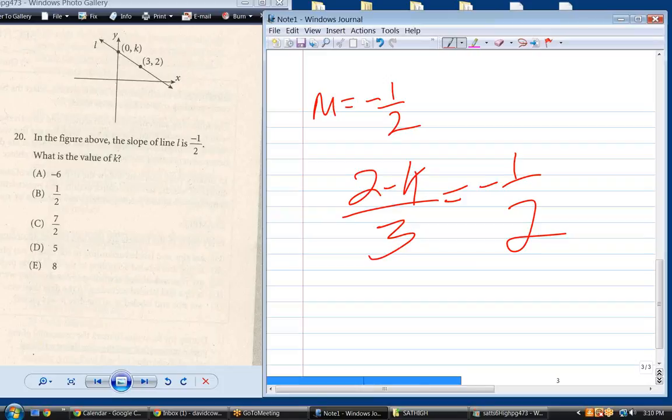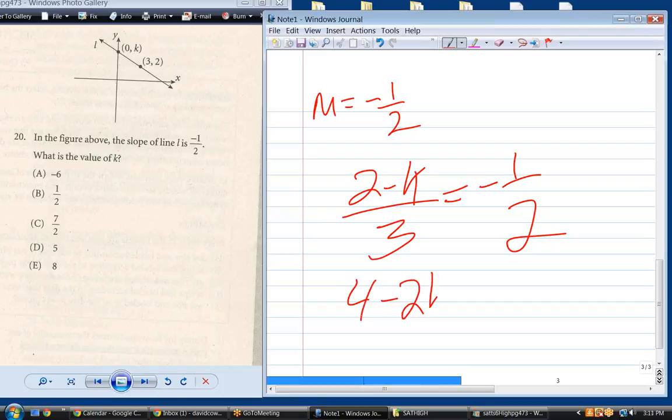Multiply the right side, the left side by 2. No, you'd want to get rid of the 3. Never mind. So let's cross multiply. We could multiply both sides by 6, might be the best way to go. Or let's just cross multiply.